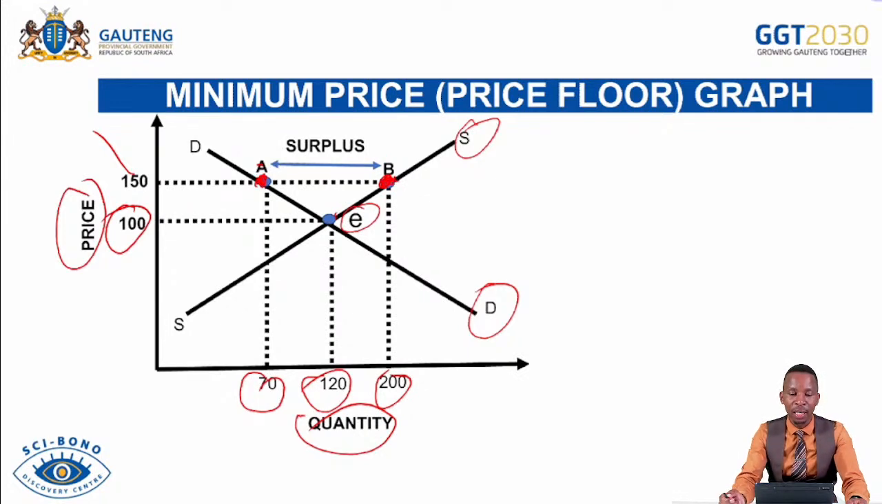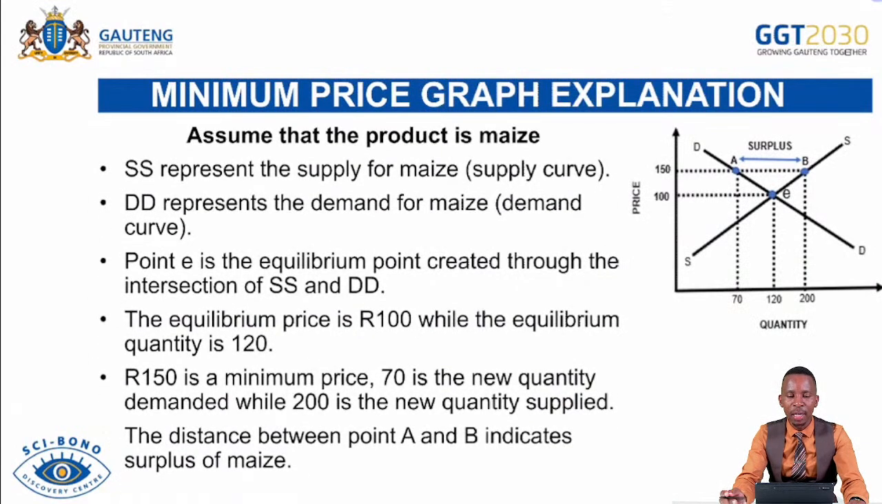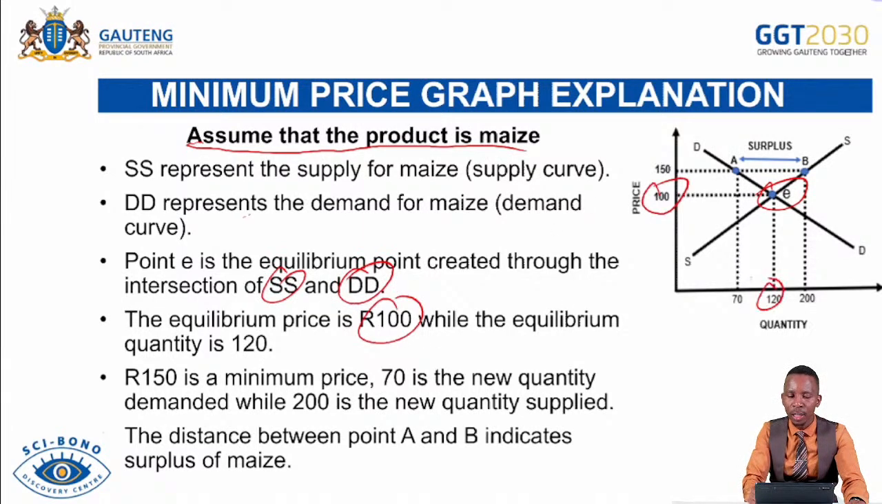Let's see the graph interpretation. So assume that the product is maize. The product that is supplied here is maize. So SS represents the supply for maize, and then DD indicates the demand for maize. And then point E, which is this point, is the equilibrium point created through the intersection of SS and DD. The equilibrium price is 100, which is here, and the equilibrium quantity is 120.